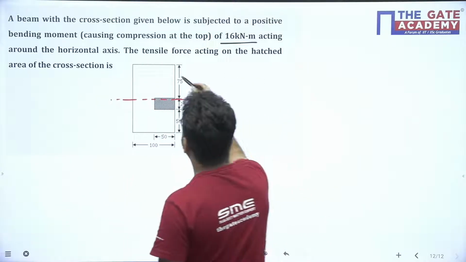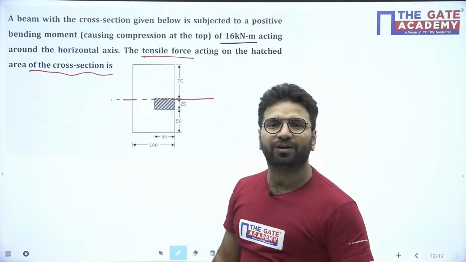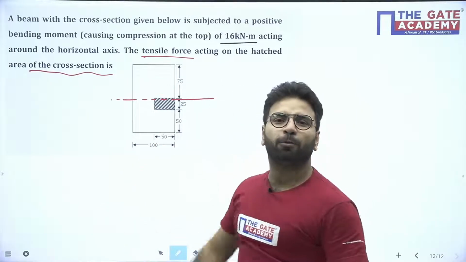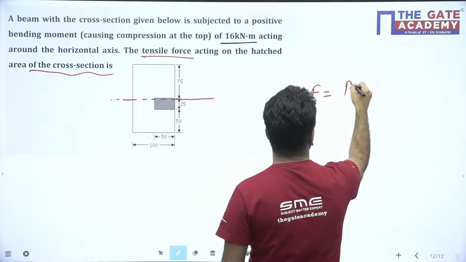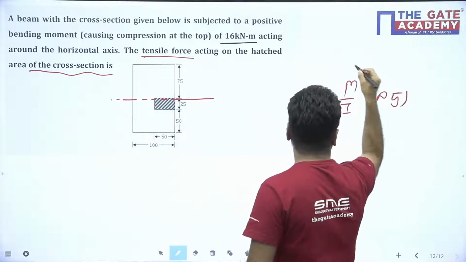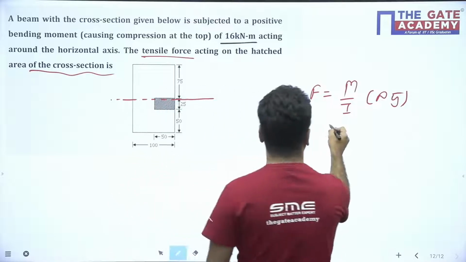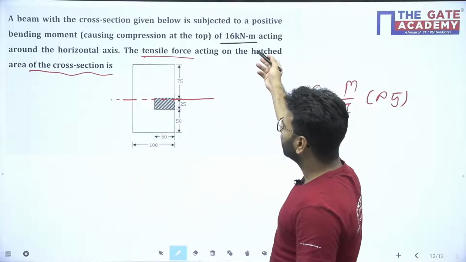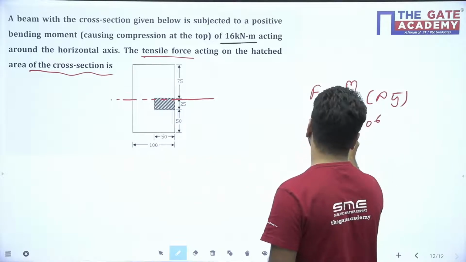Force on the hatched area. Just now I told you how to find force on the hatched area. Force on the hatched area is equal to M upon I into A y bar. What is M, beta? M is given to you as 16 kilonewton meter, which means 16 into 10 to the power 6 Newton mm.